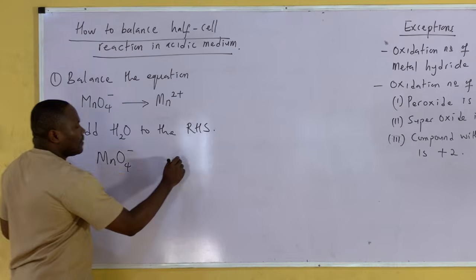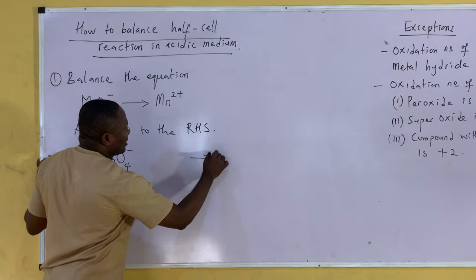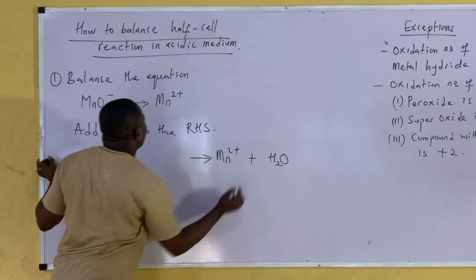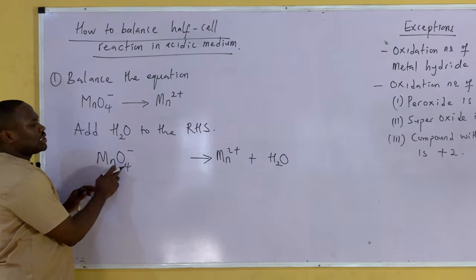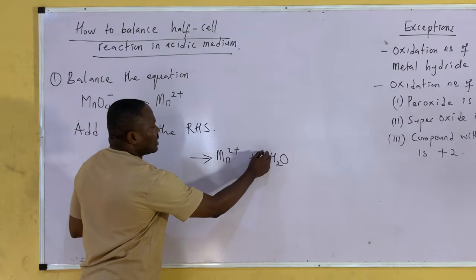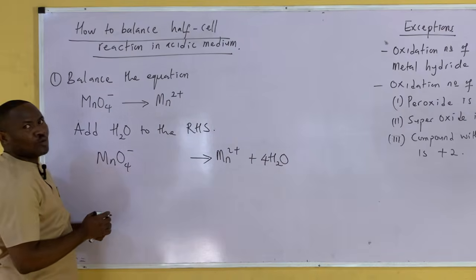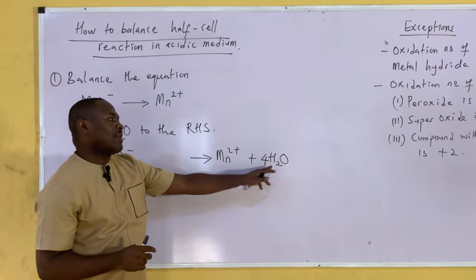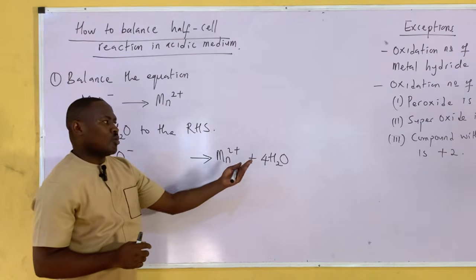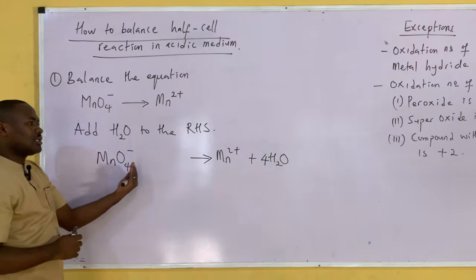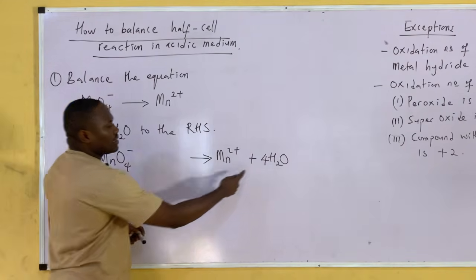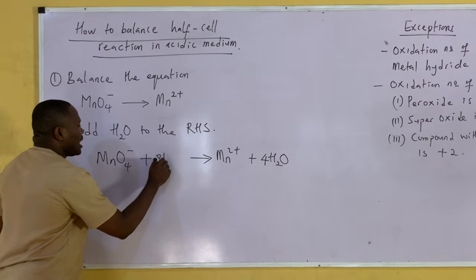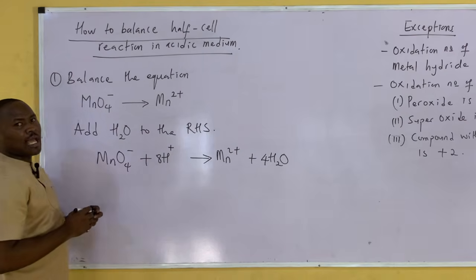So now in adding water, I'll be having MnO4 minus. Now remember, this is to give me Mn2 plus and H2O. Now I have 4 oxygen here, so to equate it on this side, I will add 4 molecules of water. Having introduced water here, I have also added hydrogen. So how will I balance the hydrogen on this side? I have to ask, 2 times 4 is 8. So I'll bring in plus 8 hydrogen ions here.